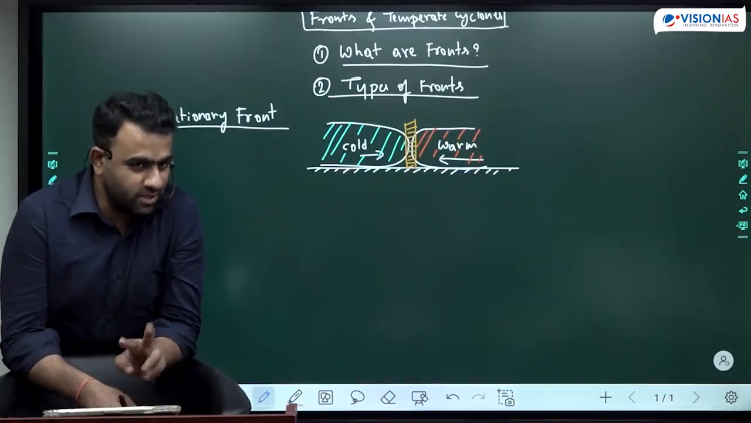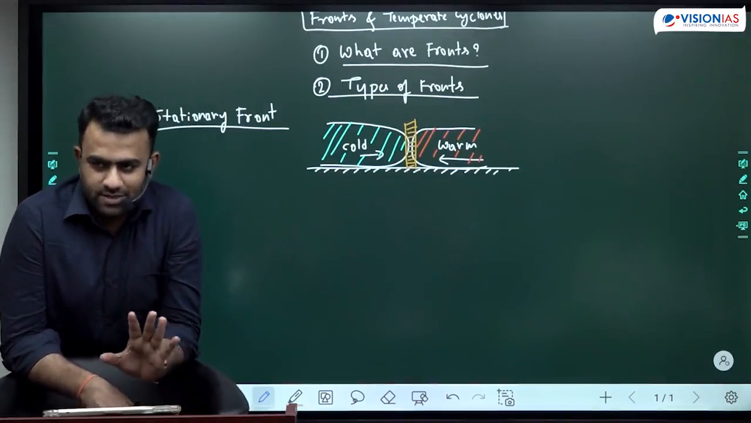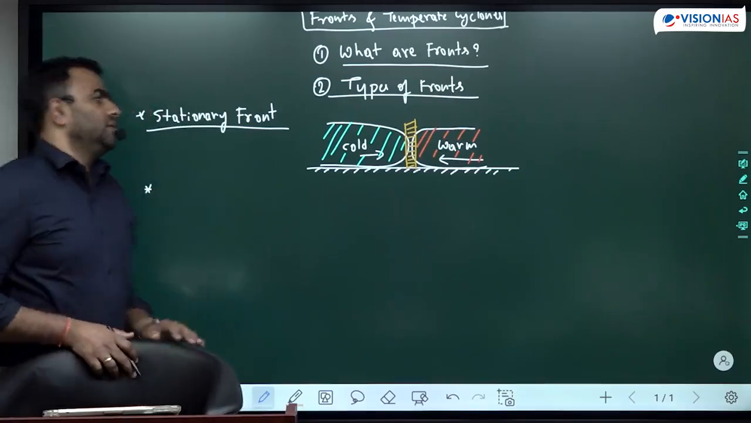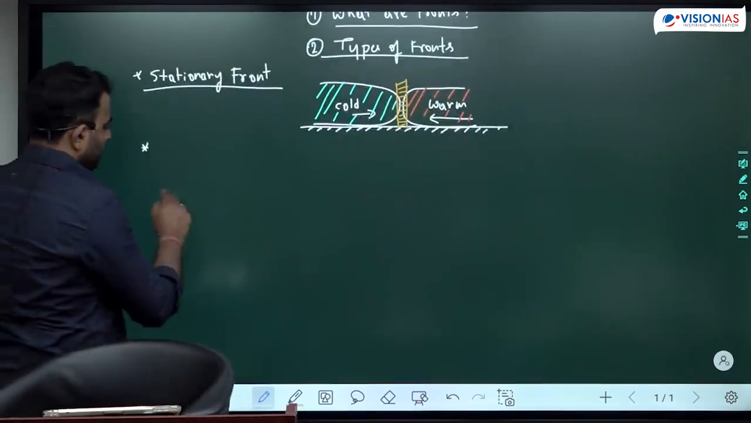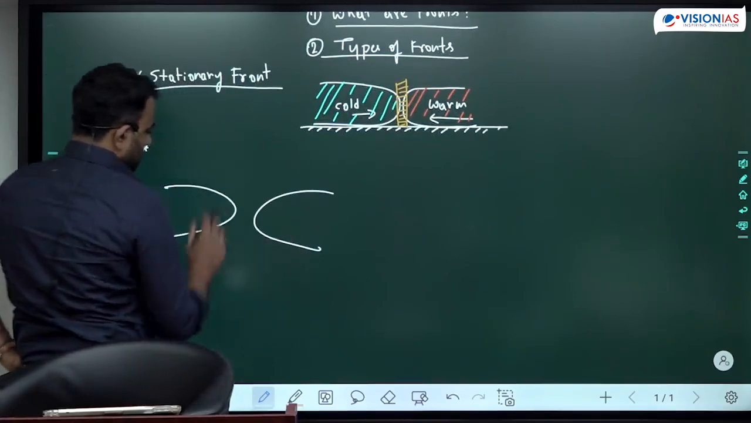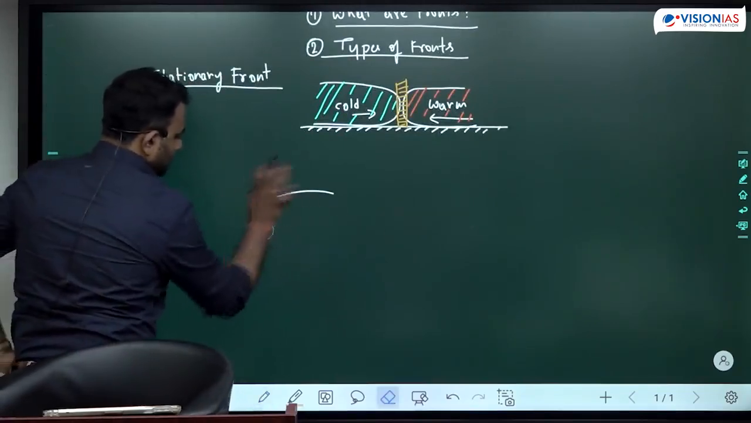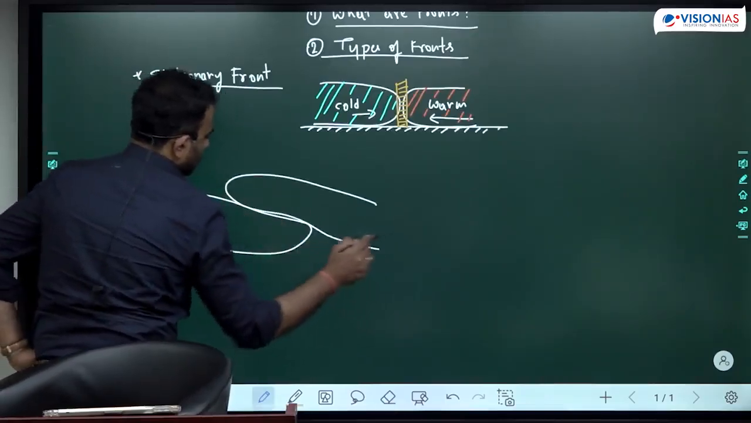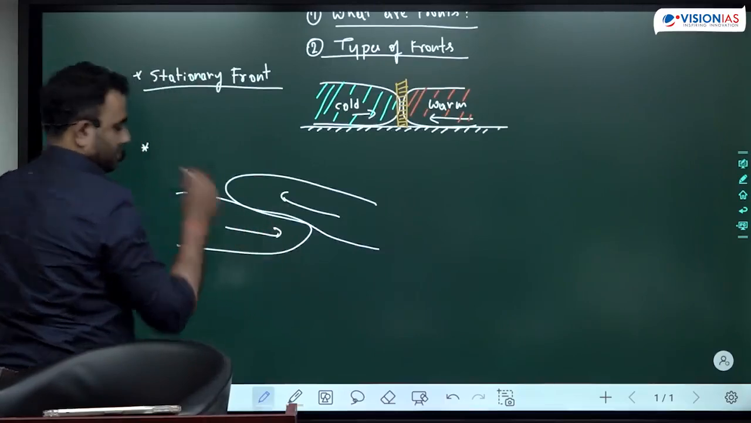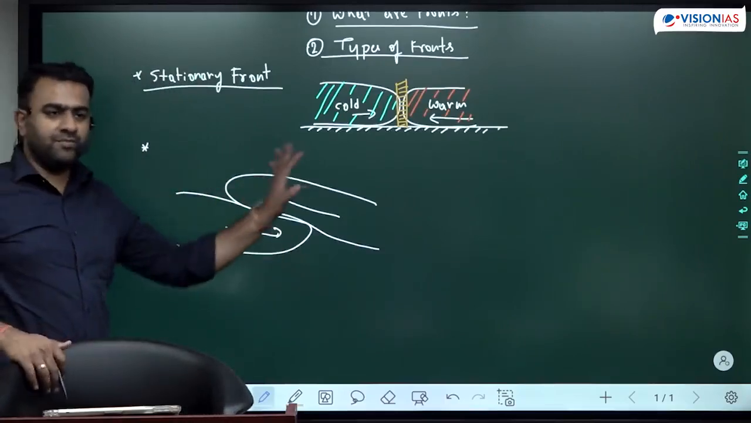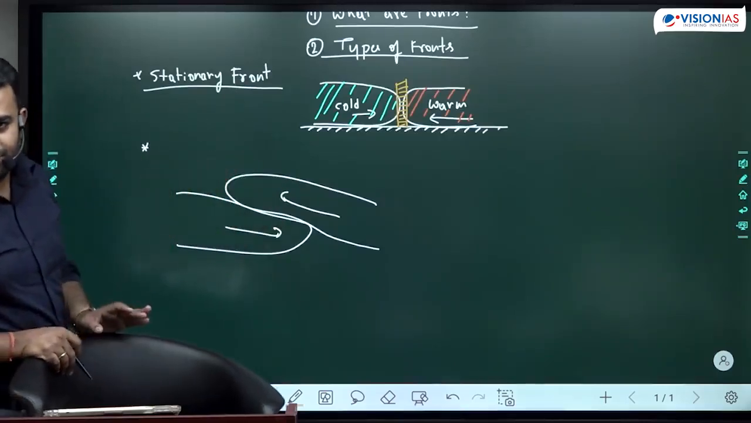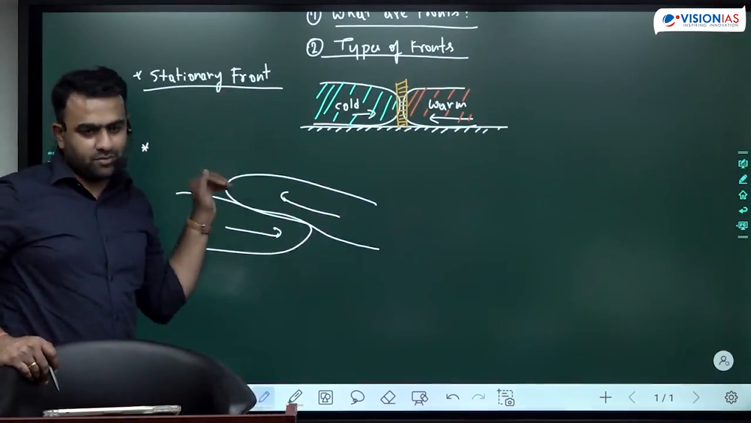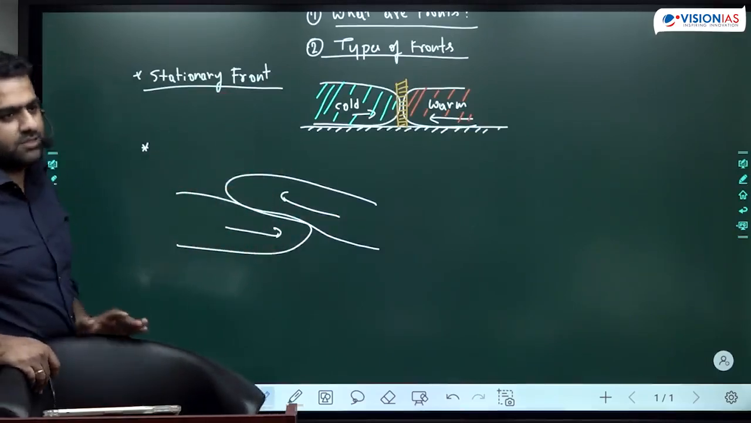Okay, so let's use two terms here. These are specific terms, you have to use them as they are. Whenever two different air masses come closer to each other, the cold air mass is always below. Is that right? The warm air mass is always above. This is how every air mass interaction happens. When both of them are moving towards each other, the warm air mass gets uplifted, cold air mass undercuts.